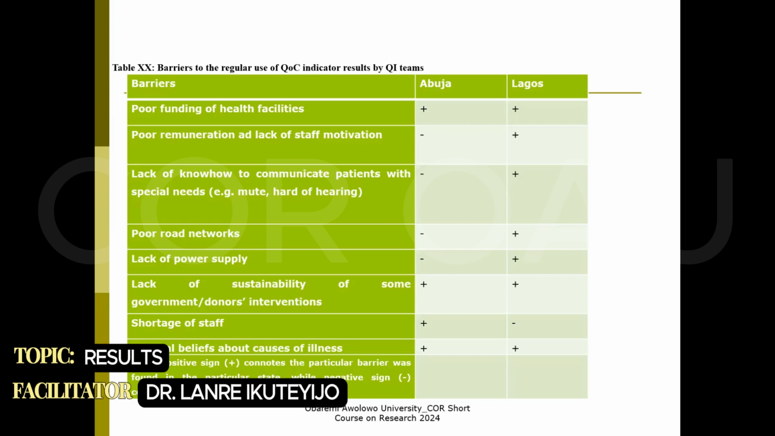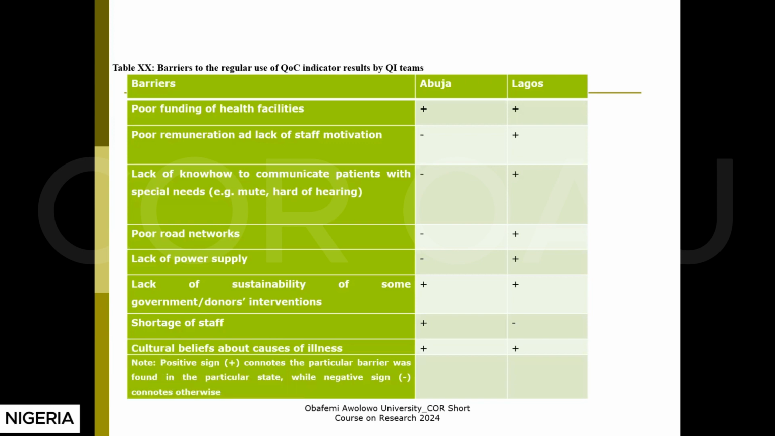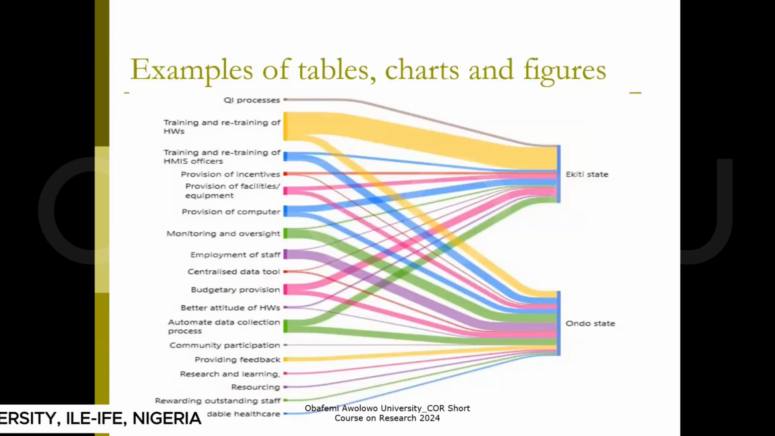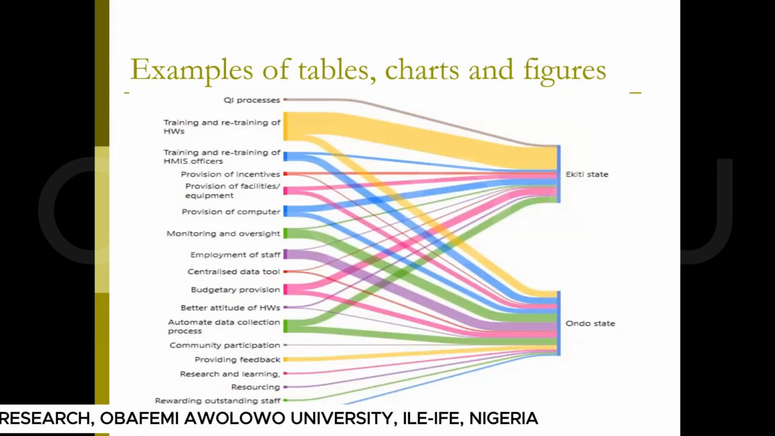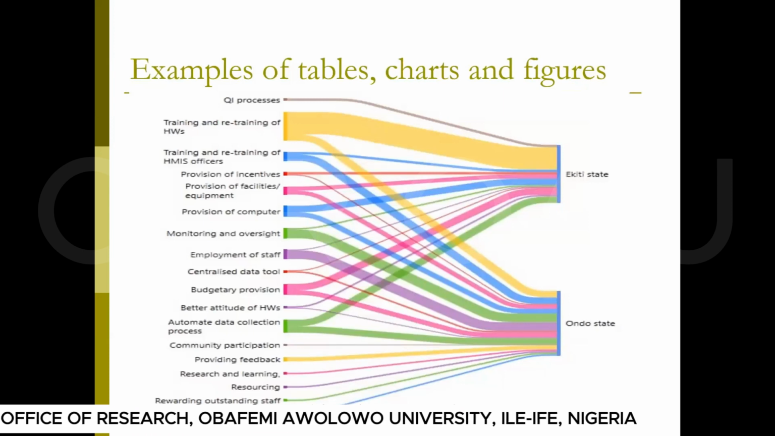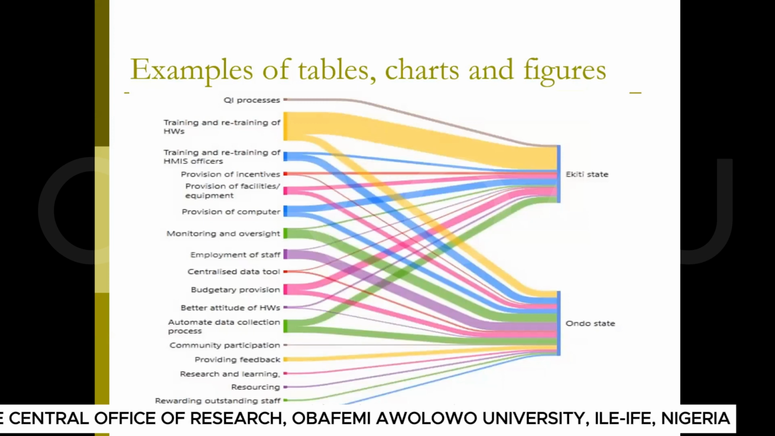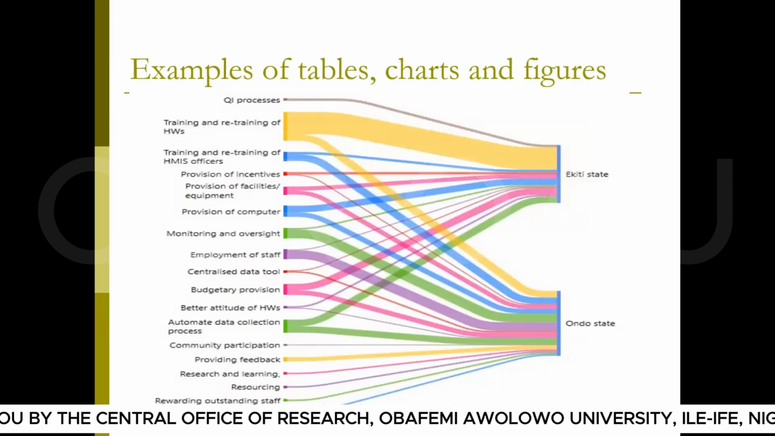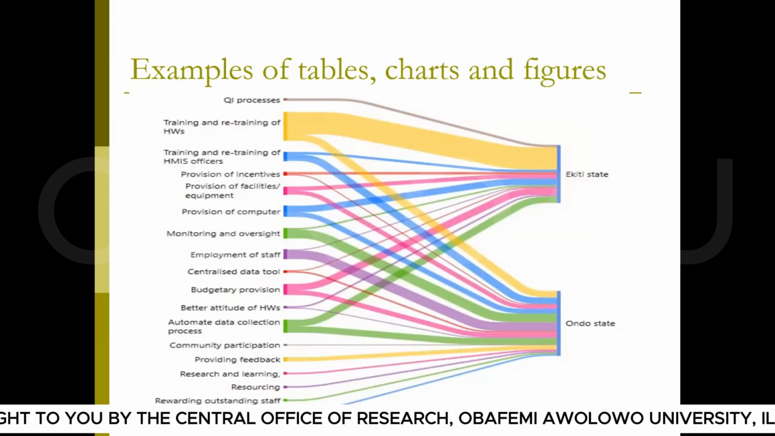So this same table can be presented in a different format. Go to the next slide, please. It can be presented like this. In qualitative data analysis, we call this a Sankey diagram. You can see this also is presenting two different results from two states.